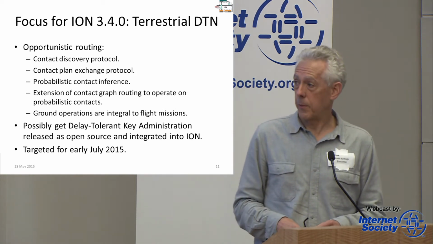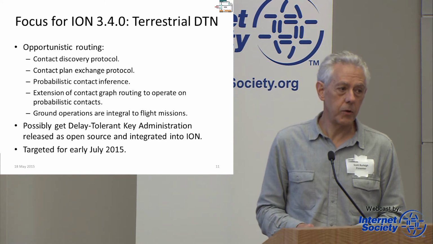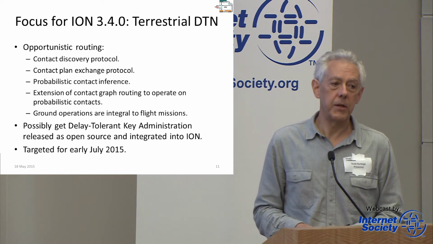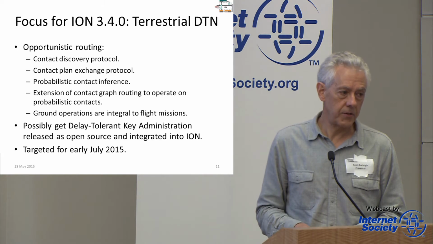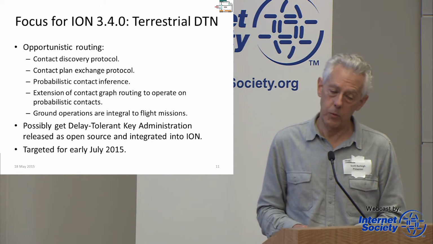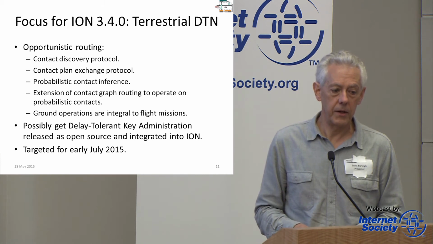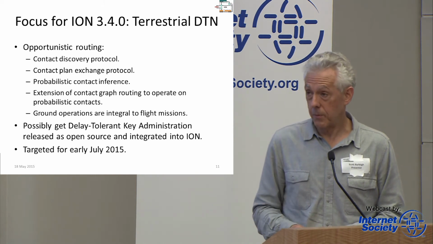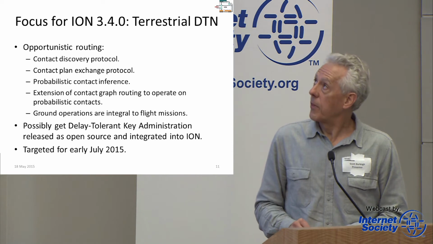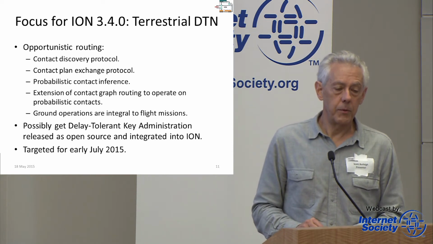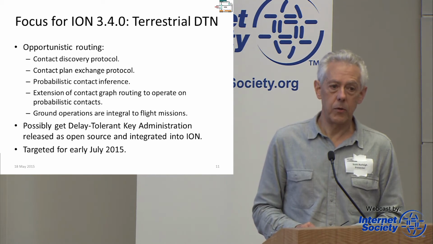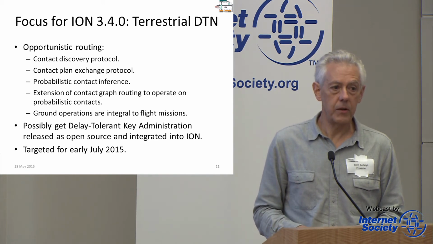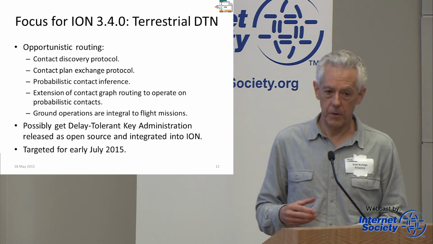So next coming up, and the target here is early July. That originally was going to be end of May, but it was really important to do the ISS work, and so some of this other work slipped a bit. So we're at least a month behind on getting the 3.4 features out. But we're getting to work on it now. The focus there is on terrestrial DTN, on being able to use the ION implementation not only for spaceflight missions, but also in the sort of opportunistic and probabilistic terrestrial DTN forwarding environment.